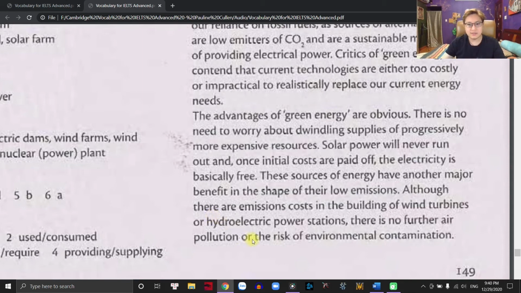But then here it seems that they're talking about the environmental impact. So this is a little bit out of topic here if I have to be honest.